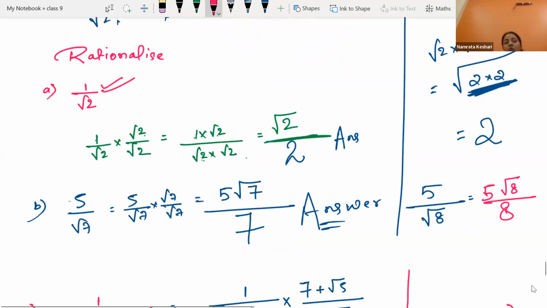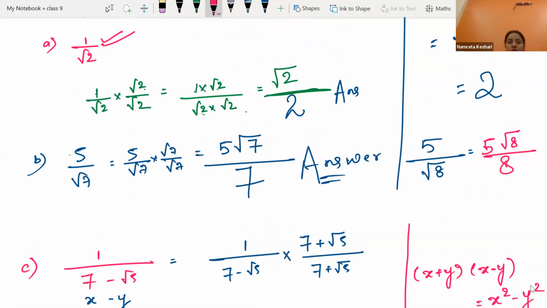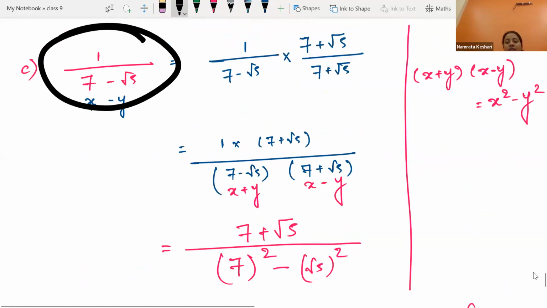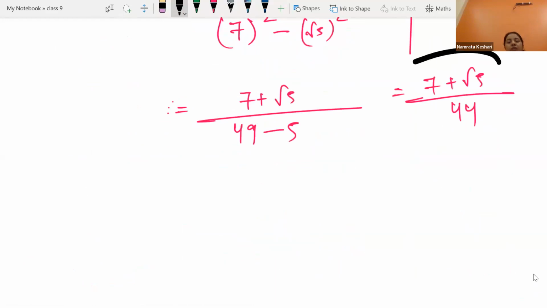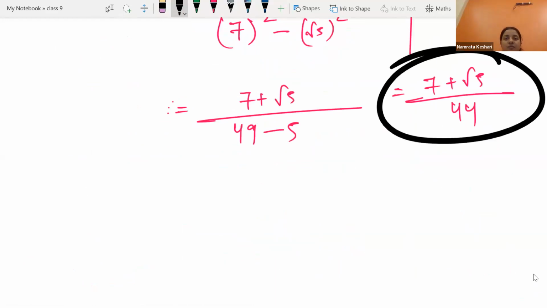And let me tell you, the original question 1 by 7 minus root 5 and this step are exactly the same. It looks different, but these two fractions are equivalent fractions because we just have multiplied the same term in numerator and denominator. Are you getting it? Yes, ma'am. Is it crystal clear to all of you?